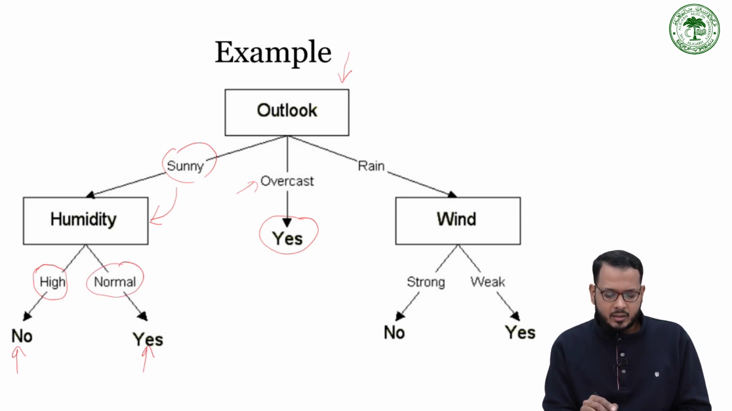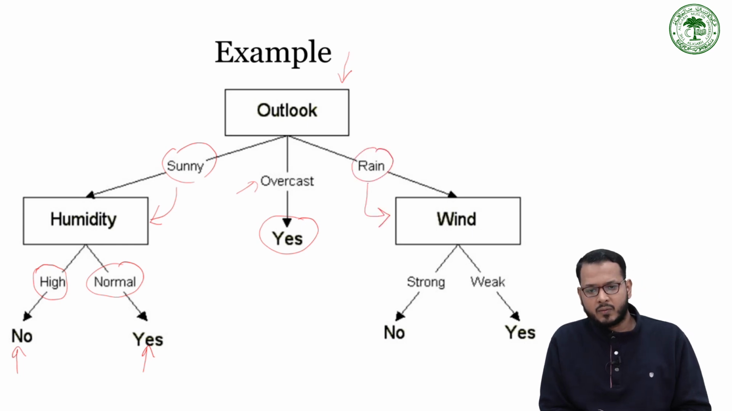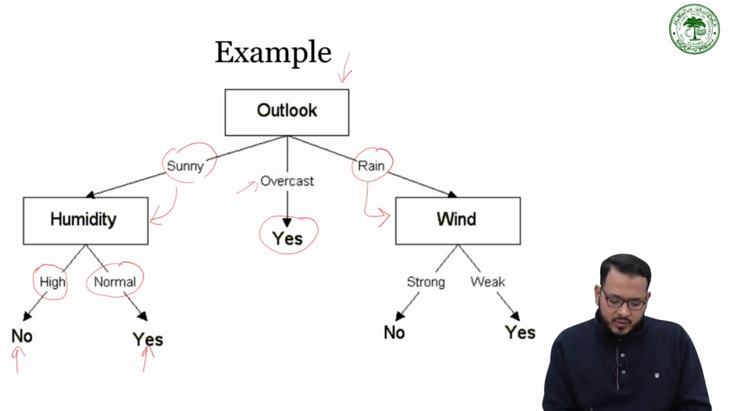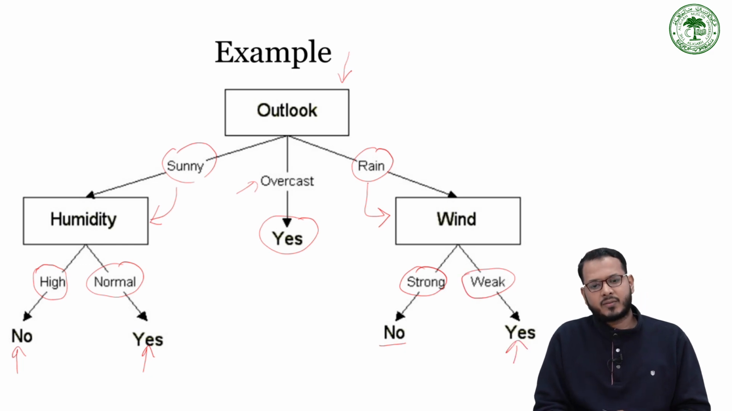On the other side, if the outlook is rain, then you need to further check the values of the wind attribute. If it is strong, then the answer would be no, and if it is weak, then the prediction is going to be yes. Then an obvious question is how this decision tree came into picture from the given data set.